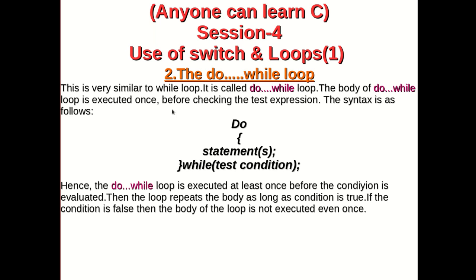The body of the do while loop is executed once before checking the test expression. The syntax is as follows: do, curly bracket, statements, curly bracket close, while, test condition. Hence the do while loop is executed at least once before the condition (spelling mistake, don't mind) is evaluated. Then the loop repeats the body as long as the condition is true. If the condition is false, then the loop repeats are not executed even once.